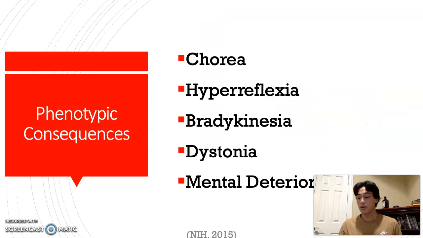Symptoms include, but are not limited to, chorea, which is the violent and involuntary movement which happens frequently, hyperreflexia, which is overactive stretch reflex in muscles, bradykinesia, which is the slowness of movement, which might be aptly named after Tom Brady, who knows, dystonia, which manifests itself in fixed abnormal posture in the afflicted individual, and mental deterioration, which mostly shows itself in just overall cognitive decline.